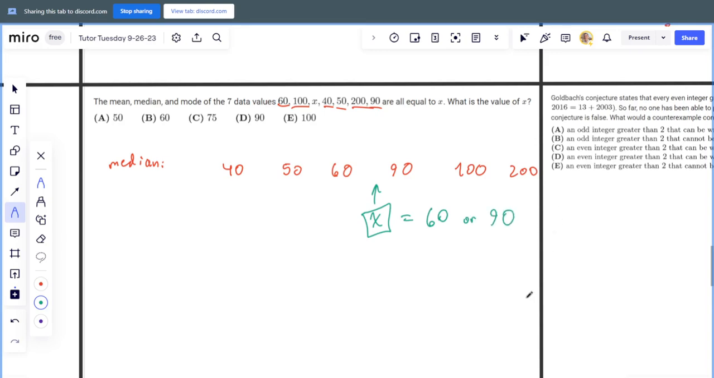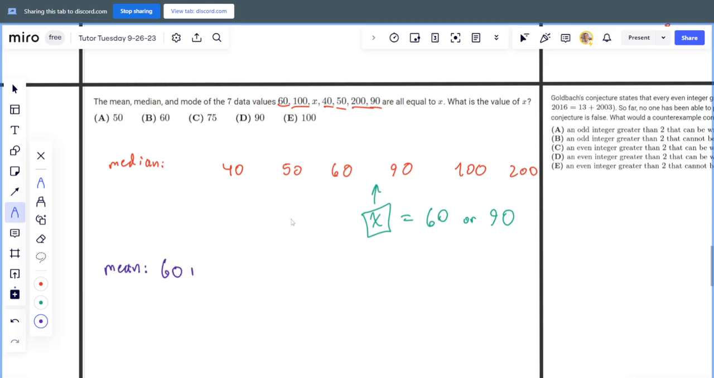Because we need the mode as well as the median to both be x. And for the mode to occur, we'd need one of these values to occur twice. Okay, so maybe I do have to calculate out the mean, which I could have just started with.